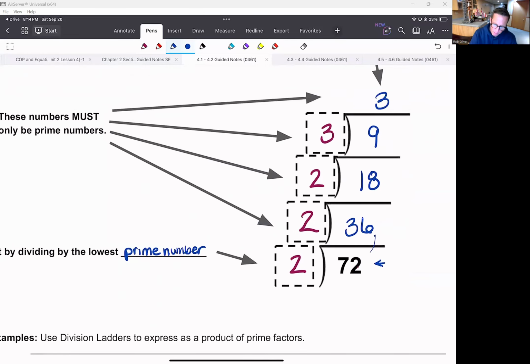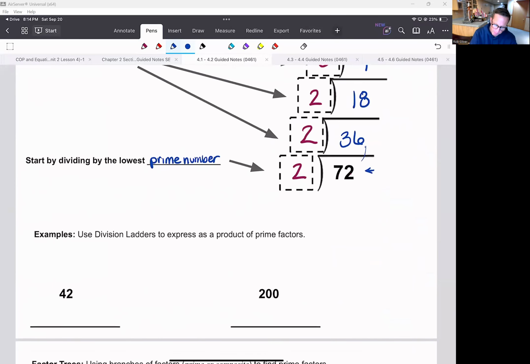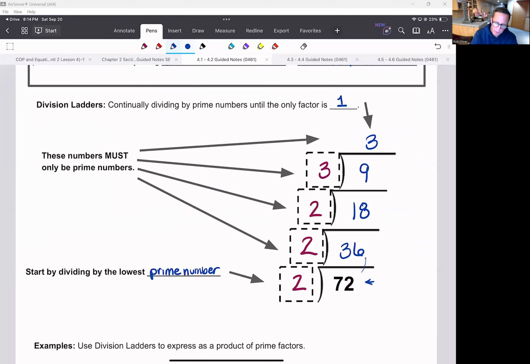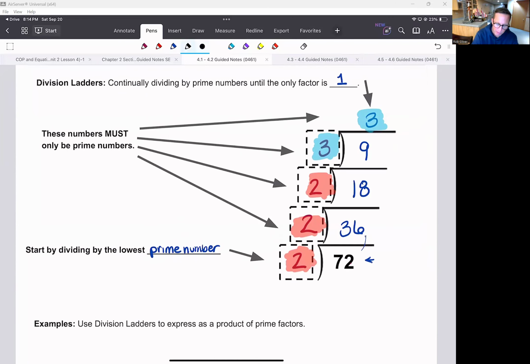So what do we have here? I can put it right here. So what you do now, because I want to make sense of this, is we take all these numbers that we got. We got 3 2s, and then we also have a couple 3s here. Those are prime factors. So we can write our answer a couple different ways.